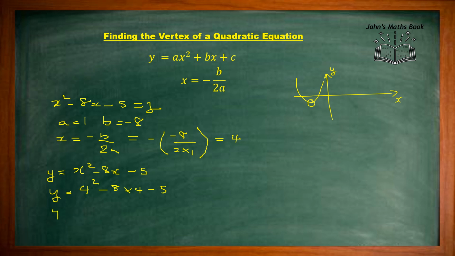So y is equal to 4 squared is 16, minus 8 times 4 is minus 32, minus 5. And 16 minus 32 is minus 16, minus 5 is equal to minus 21. So the xy coordinates are at x is 4 and y is minus 21.